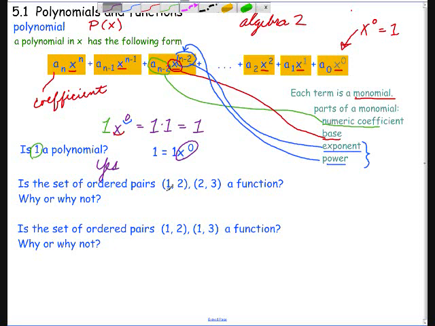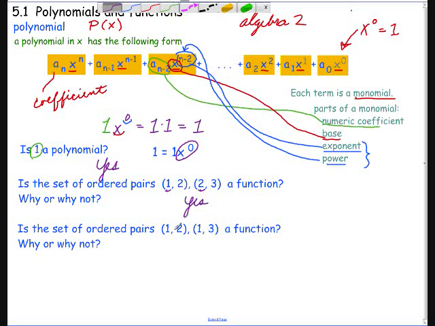Is the set of ordered pairs (1, 2) and (2, 3) a function? What's the rule about a function? For each x, you have only one y. Well, since we only have x written once as 1 and x written once as 2, we never have a duplicate. We have to say yes.